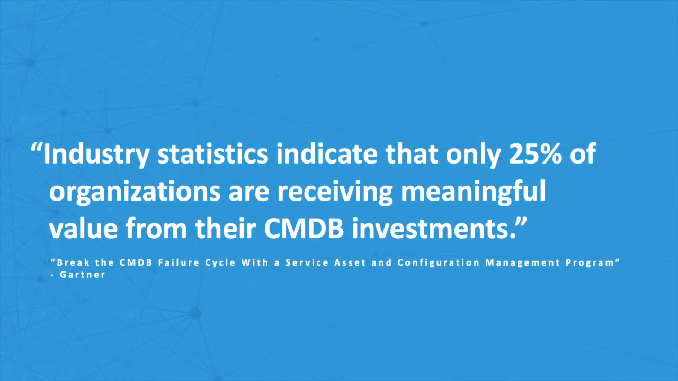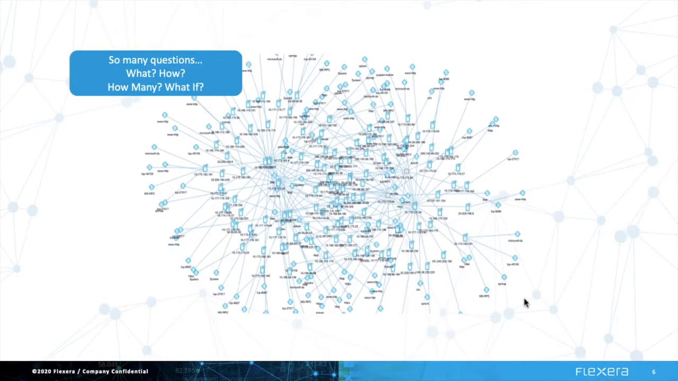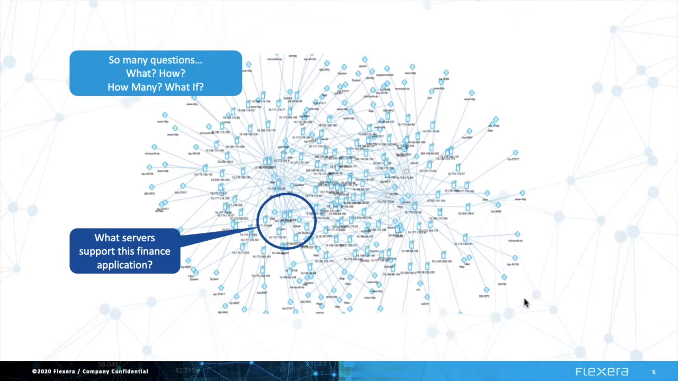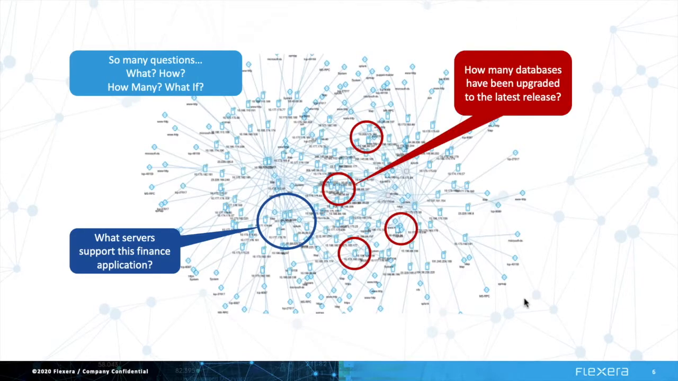Gartner proposed a service asset and configuration management competency model to help guide improvements. Its five levels range in the IT service assets in scope, resources required, and potential value. But importantly, it sets out common what, how many, and what if questions that organizations should be able to ask of its CMDB. It is surprising how many organizations struggle answering basic level one or level two questions, such as what servers support this finance application, or how many databases have been upgraded to the latest release.